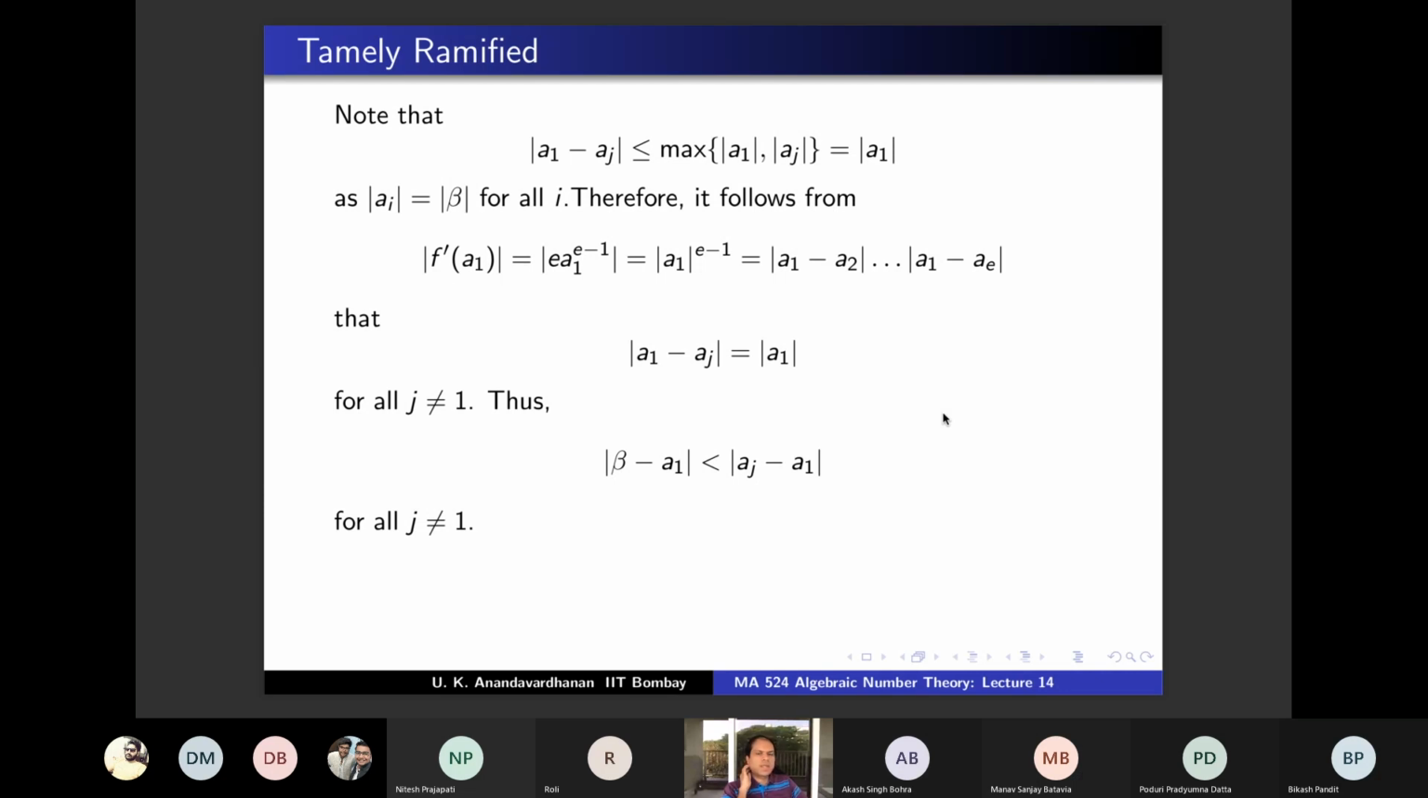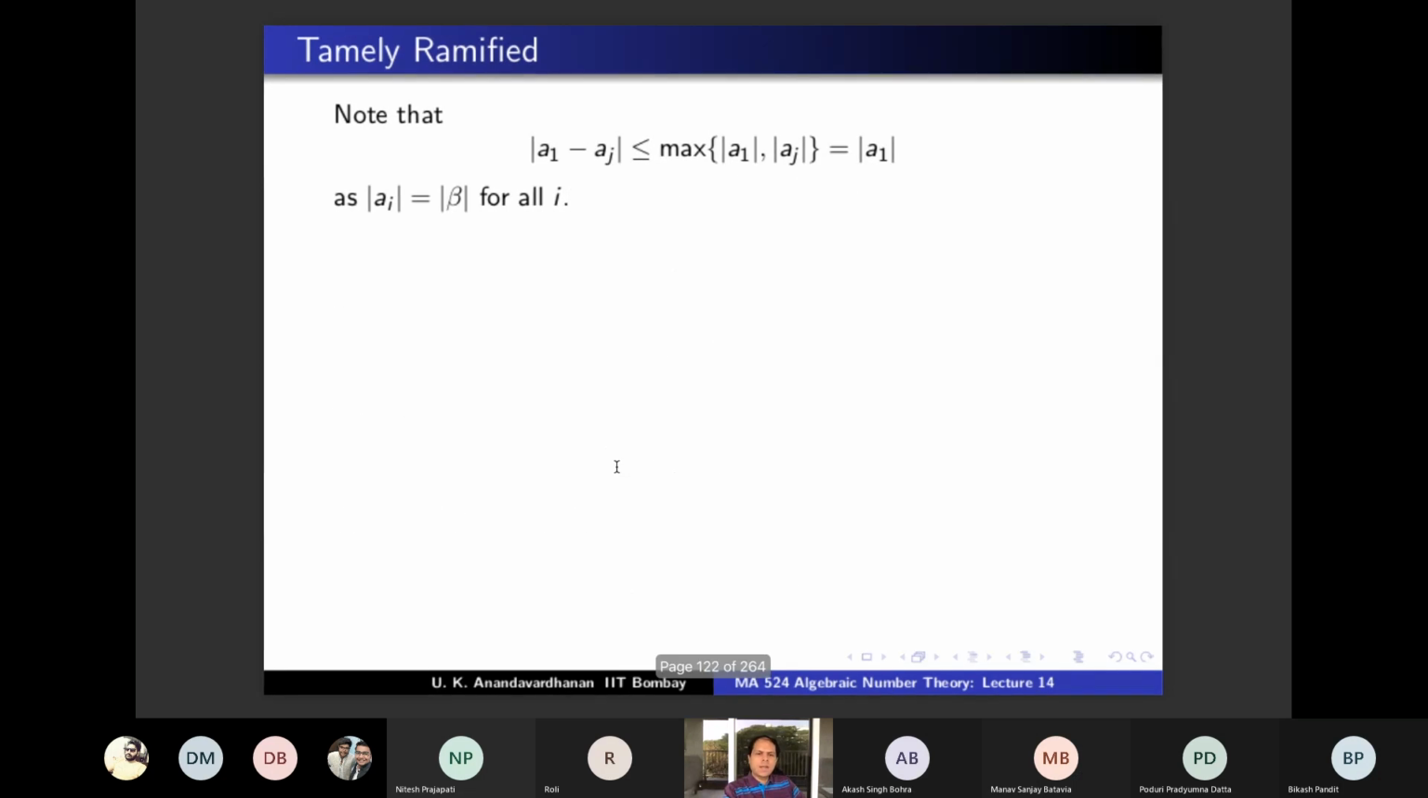And what is the conclusion of Krasner's lemma in this case? If there is an element which is closer to one root than all the other conjugates, then what do you conclude? You conclude that A1 is contained in K beta. So that was Krasner's lemma. So we conclude that K A1 is contained in K beta. This is the crucial step where Krasner's lemma is applied. This is what we have to prove, right?